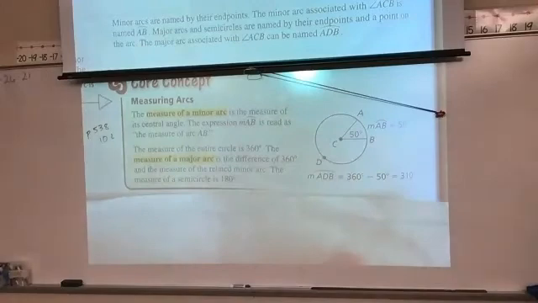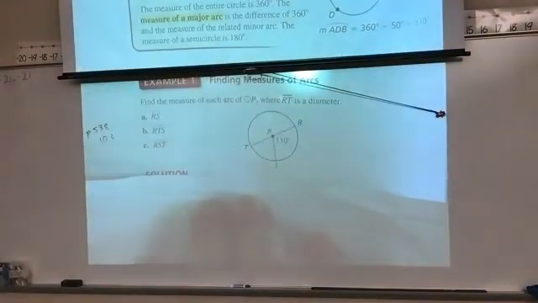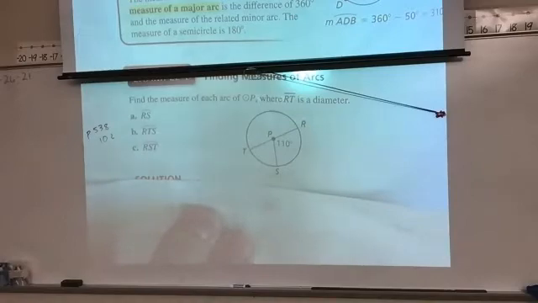Okay. So then we're going to use that to be able to find some number of degrees. So if we look here, here's your circle. We know that one central angle is 110. I want you to find those three arc measures, please.